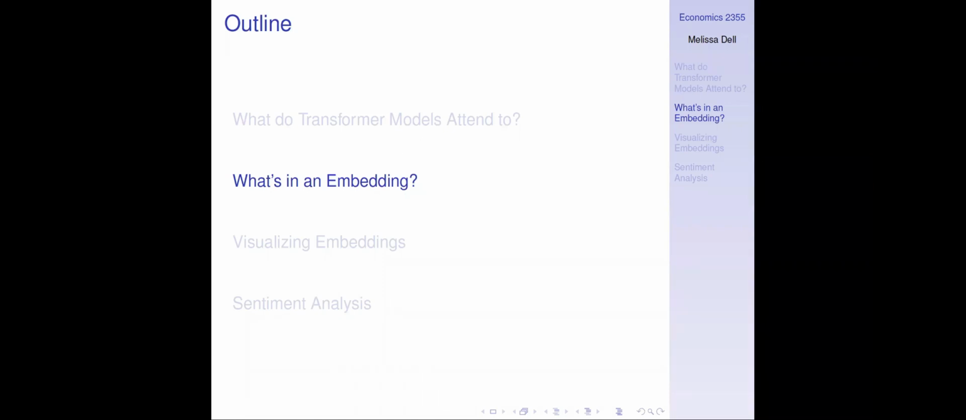So it makes a lot of sense. We know that it's doing super well, and it's learning to do all of this from a massive amount of data and learning that very well. But this raises the question of what's in an embedding?